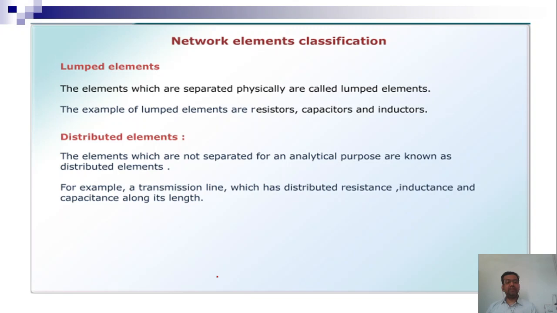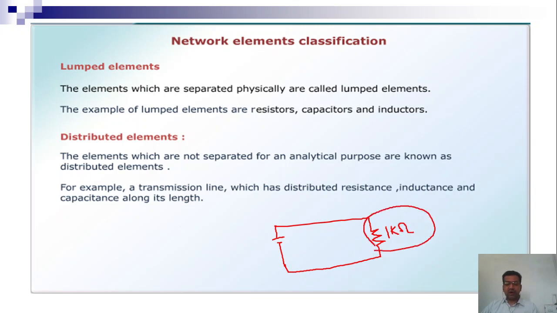Coming to the point of lumped and distributed parameters. Just now I discussed this one battery, and we connected one resistor over here. Actually this is 1 kilo-ohm. This is called a lumped parameter, a lumped element.